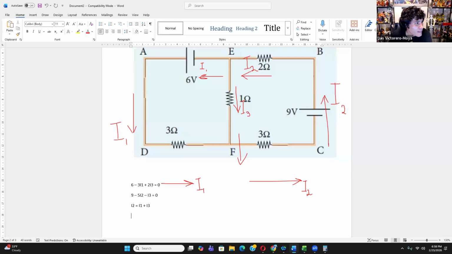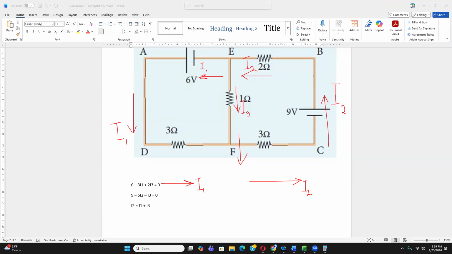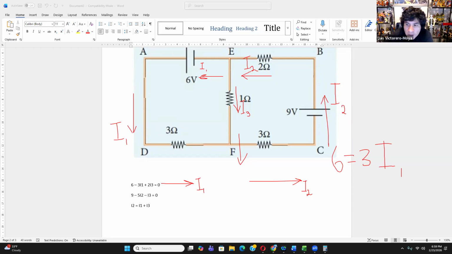All right, let's see. The thing is that this is gonna be harder to do here on the computer, and I don't know where my marker is. Oh, here it is. Okay. Professor, the first one is not 2I3, it's only I3. Oh yeah, you're right. 3I1 minus I3. And then 9 equals 5 times parenthesis I1 plus I3, because that's I2, plus I3.